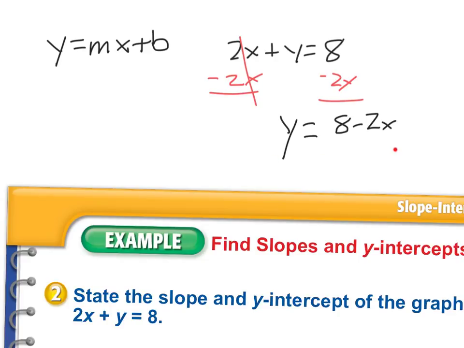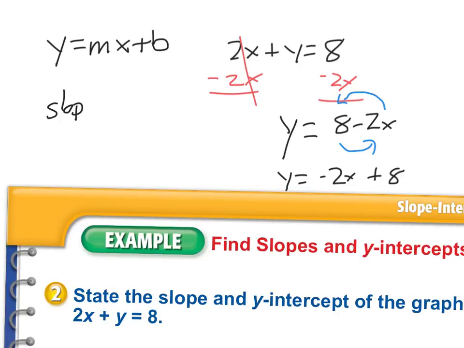Why not? I need the mx term, the term with the x, to be listed first. So I can just rearrange this. I'm going to move the -2x here, and I'm going to move the 8 here, which gives me y equals -2x plus 8. Remember, the sign in front of the number stays with it. Now then, is this in slope-intercept form? Yes. Since I have it in slope-intercept form, I can easily identify the slope and the y-intercept.